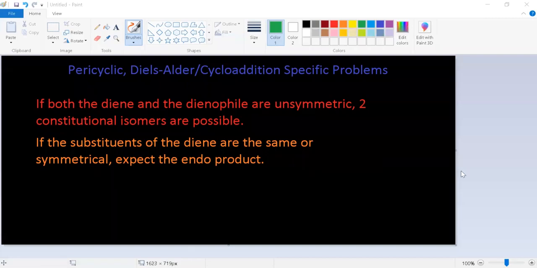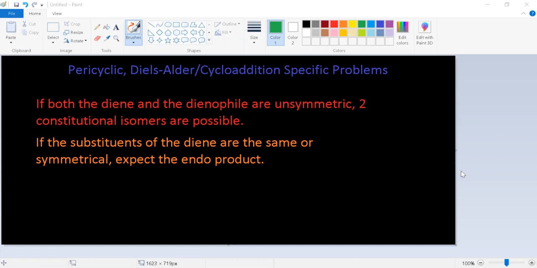So in this video, I'd like to go over the Diels-Alder / Cycloaddition specific problems for the broader category of the pericyclic reactions. I know I can talk a lot, so in the description I'll put the timestamps for the problems and then the following solutions if you just want to skip to those sections.